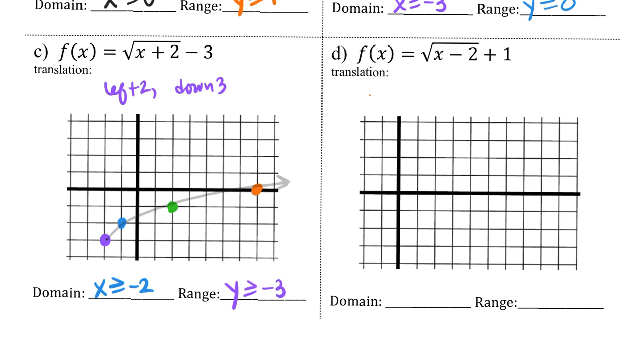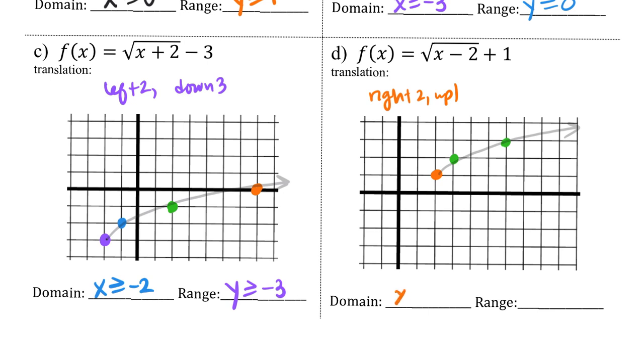Okay, let's do one more. What is this? Right 2, up 1. That's where my square root function starts. Square root of 1 is 1. The square root of 4 is 2. The square root of 9, 1, 2, 3, 4, 5, 6, 7. Square root of 9 doesn't fit anyways, but that's okay, because it's still going to make this shape and go to the right.